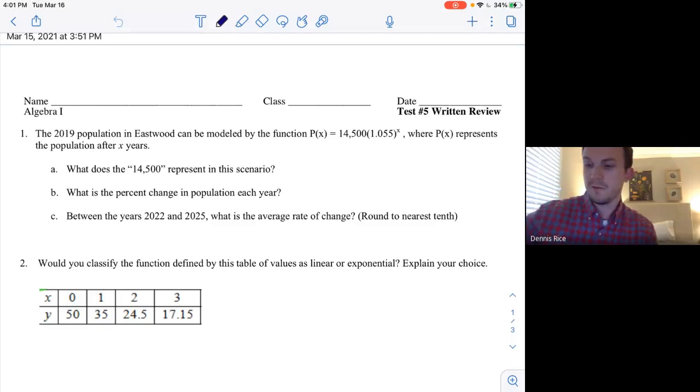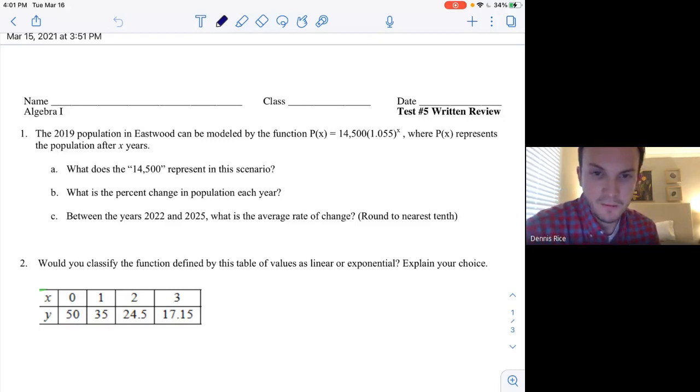All right, let's get rolling. So for number 1, we're looking at, and you saw questions like this today, right? We call this topic exponential growth versus exponential decay. In this case, we have growth because the base is a number larger than 1. We have 1.055. And we're asked, what does the 14,500 mean?